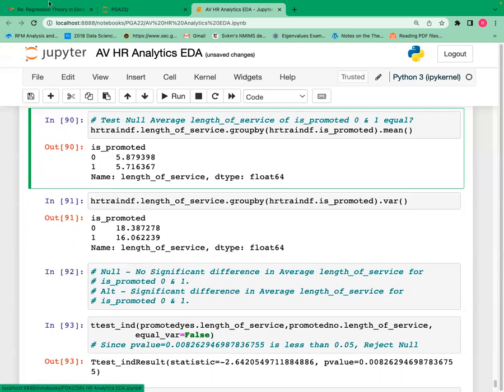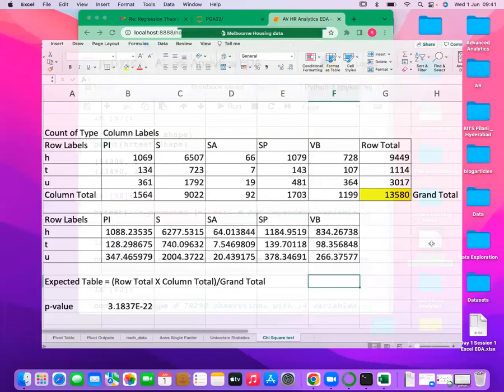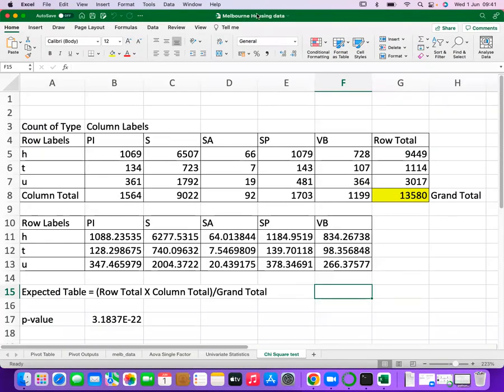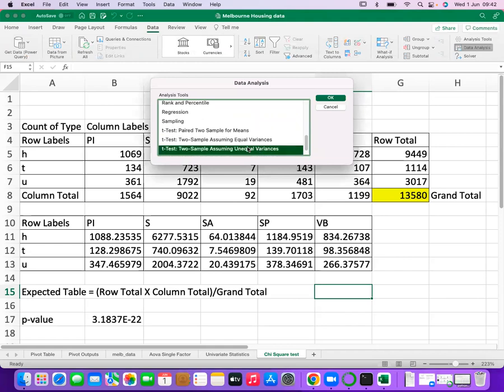If you look at the last session, in Excel also we have two different options. See, assuming equal variances, assuming unequal variances. Unequal variances is a Welch two-sample t-test. Assuming equal variances is your normal t-test. So you have two options here: equal variance and unequal variance. The formula is different, right? In Excel also we have.